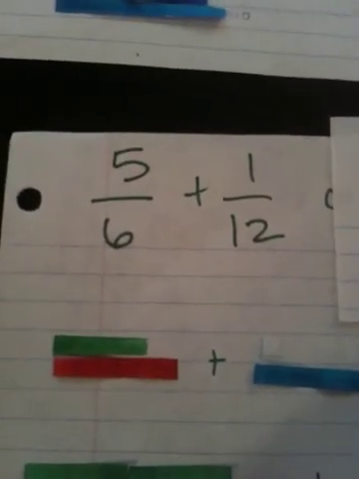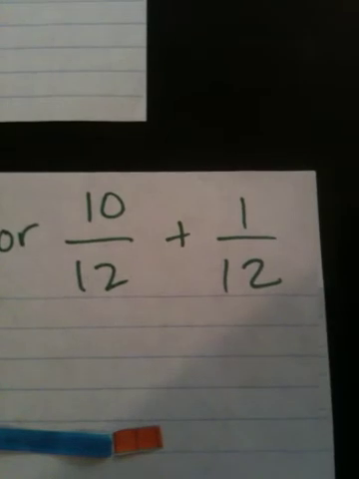In order for us to work with this, though, we need to make our bottoms equal. So we could easily multiply 5 over 6 by 2 to make the bottom half of that number 12, so that it's something we can work with. So if I multiply 6 by 2, I get 12, and if I multiply 5 by 2, I get 10. So the new equation we're working with is 10 over 12 plus 1 over 12.